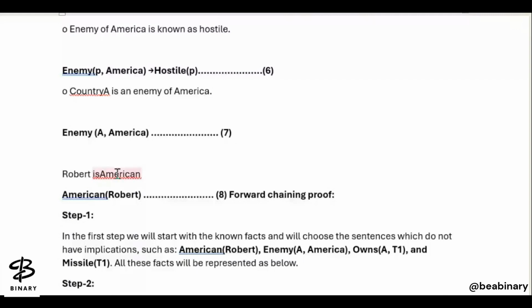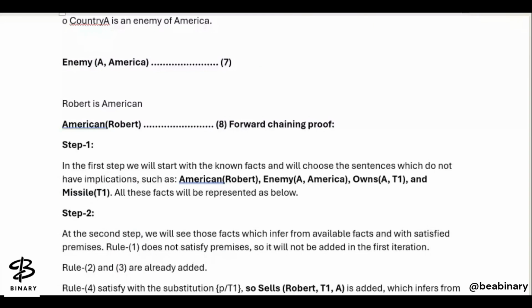So these are the statements we have identified. Now, what is going on in our first step? What we have talked about, the forward chaining proof, is that Robert is an American. So in the first step, we will start with the known facts and choose the sentences which do not have the implication, such as American(Robert), Enemy(A, America), Owns(A, T1), and Missile(T1). All these facts will be represented here.